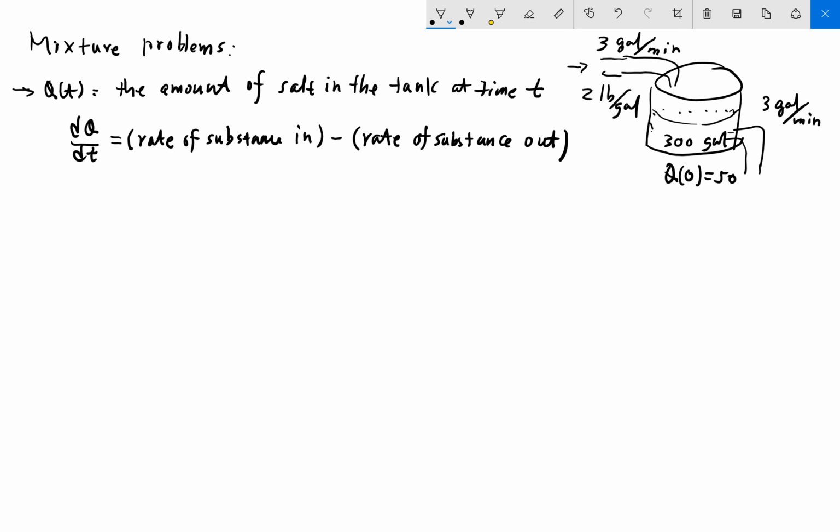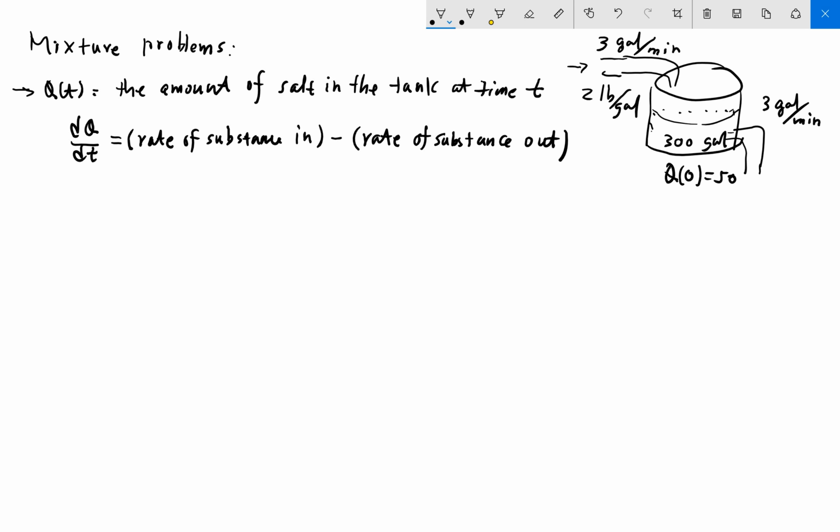Let me say that again. Q is the number of pounds of salt in the tank at a given time t. So we want to find the relationship between Q and t. In order to do that, we need to find an equation Q satisfies. As we know, the number of pounds of salt is a function of time, so it's changing. The rate of change of the number of pounds of salt in the tank, dQ/dt, is equal to the rate of substance in minus the rate of substance out.